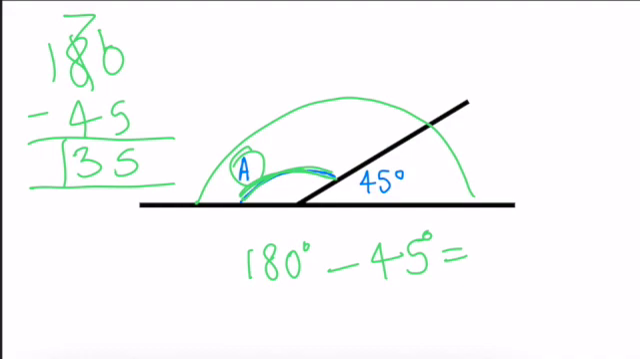So that is how we work out the missing angle on a straight line. We know that one straight line is 180 degrees. And therefore, if we can subtract the other angles, then we can find the missing angle.